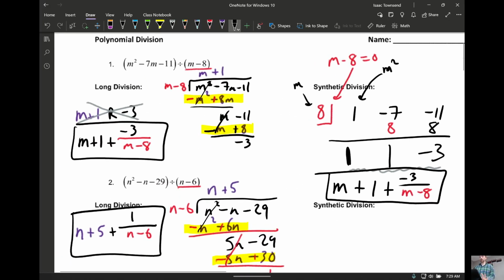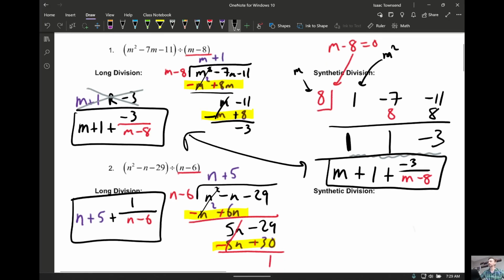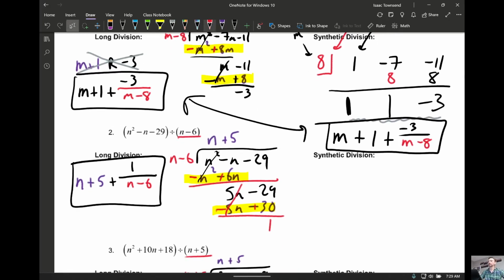But in a minute, when I ask you to practice a few of these, you should probably use whichever one of these two methods you think is easier, but at the end, they better be the same answer. Different process, but same purpose. Okay, so let me do this again on 2, and then I'll let you try it on 3.